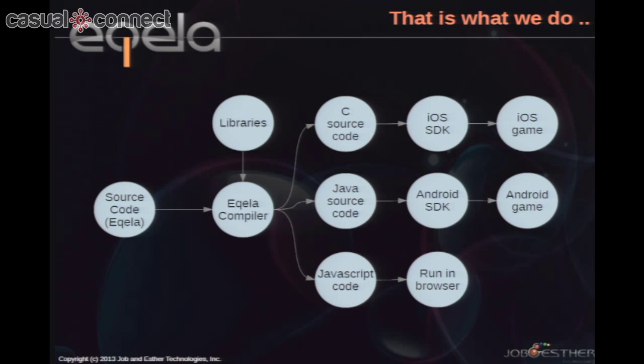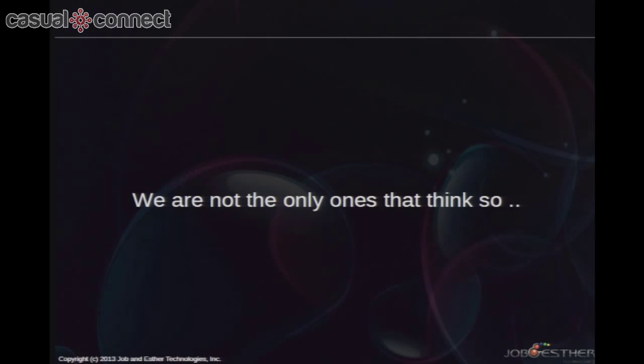So to make an iOS game, it will be compiled from Objective-C with Xcode to become an iOS app, or from Java into an Android app using the Android SDK. Or the JavaScript code will run in the browser as is, no plugins required. Now, we're not the only ones who think so.